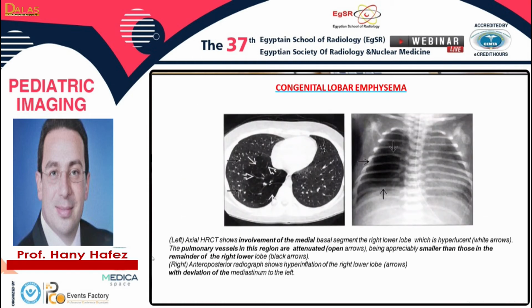Congenital lobar emphysema is dilated air spaces seen on the right lung. In X-ray, there is hyperinflation of the right lung.